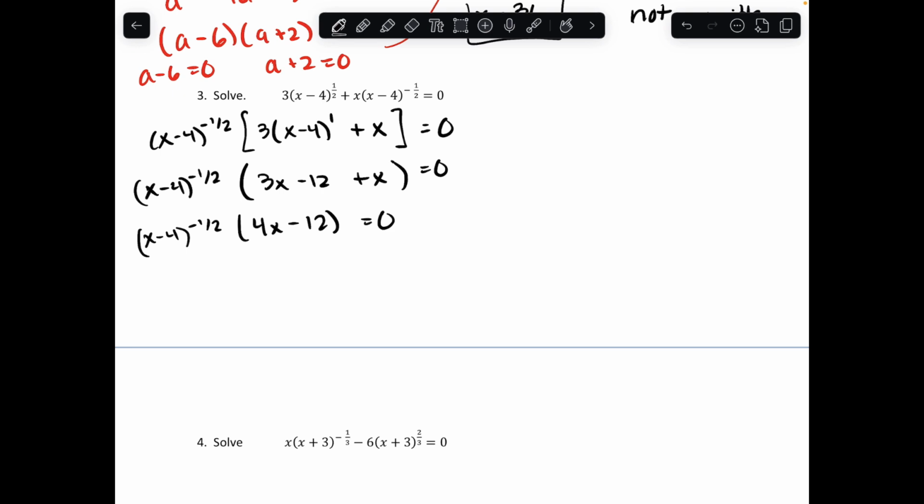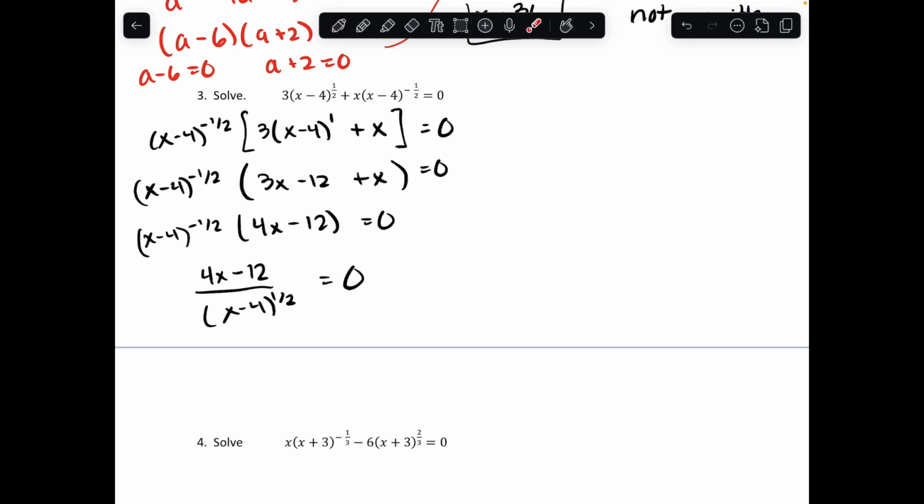is equal to 0. Now from here, we can use the zero product property, but one thing that I personally like to do is write this negative 1/2 exponent as a positive exponent by moving it to the denominator. And so this left side is going to become 4x minus 12 divided by x minus 4 to the positive 1/2, which again, just as a reminder, is a square root. This whole thing is equal to 0.